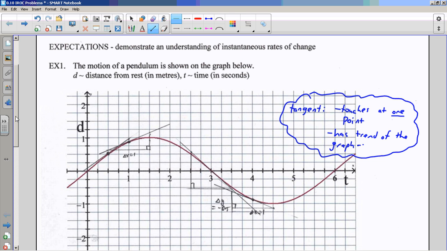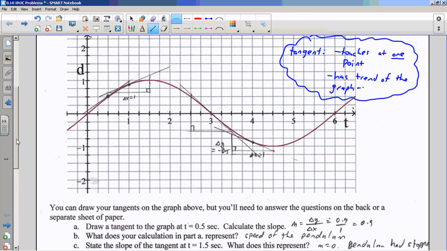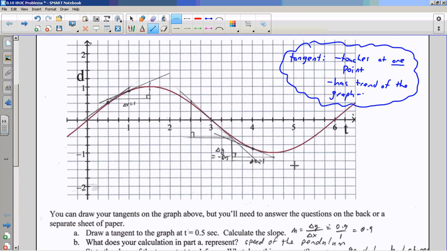So for instance, the very first task we were asked to do is to draw the tangent to this graph, and this is the sine graph, maybe stretched a little bit, but it's a sine graph. We're not given the equation. That's on purpose. But we're asked to draw a tangent to the graph at 0.5 seconds. So we see the point of tangency. Why don't I just draw it like this? There, it touches the graph only in one spot here.